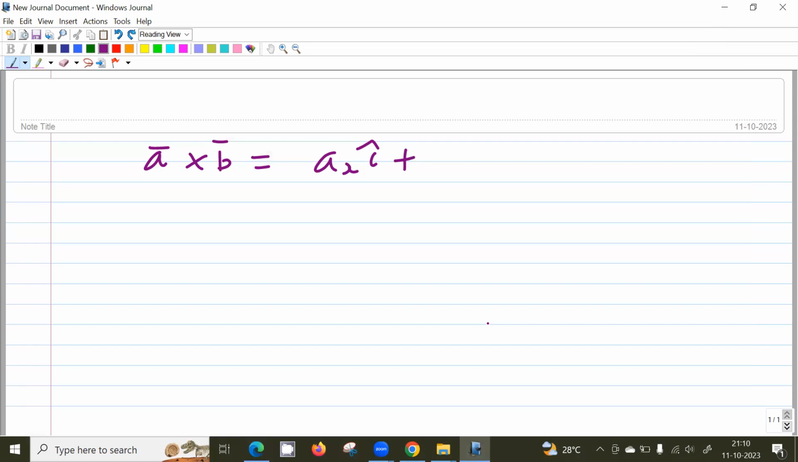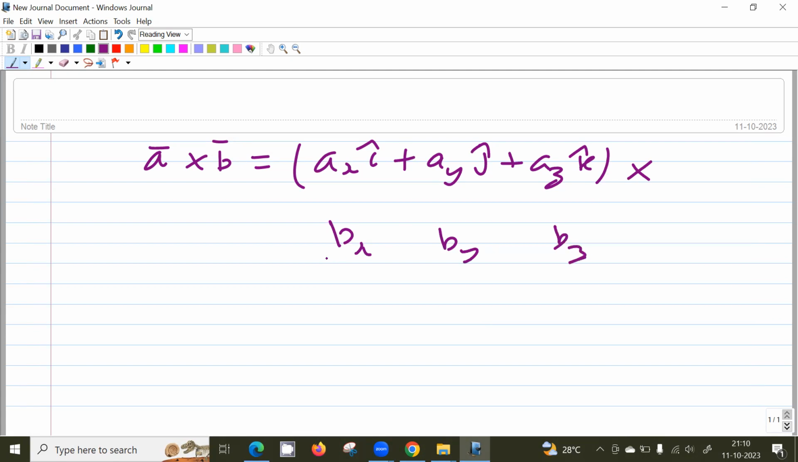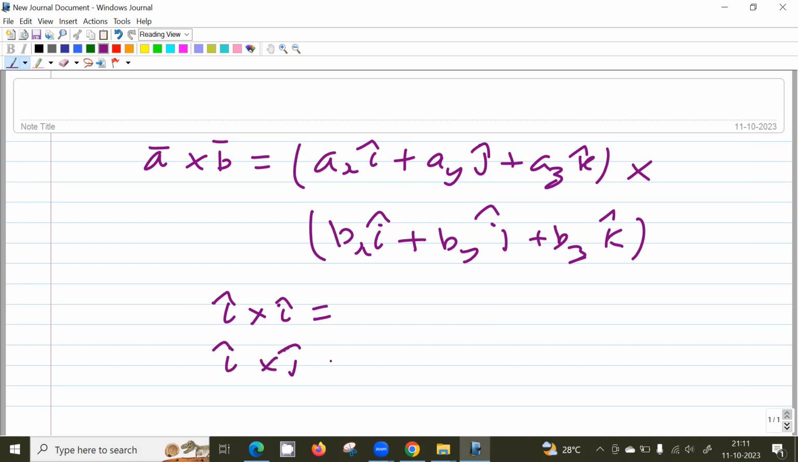Okay, so Ay J cap component, and then Az component K cap, right? So this cross is B, Bx, By, Bz, I, J, K. So you just have to use this result that I cap cross I cap is what? I cross I, and I cross J, and then I cross K.